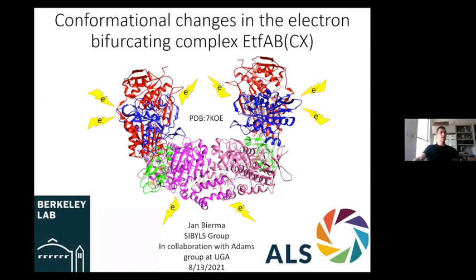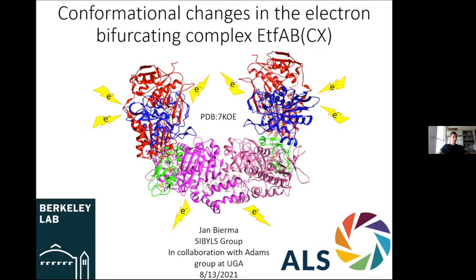So today I'll be talking about electron bifurcating enzyme. I'm from the SIBYLS group at ALS. This is in collaboration with the Mike Adams group at the University of Georgia.